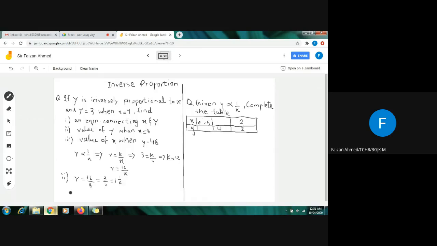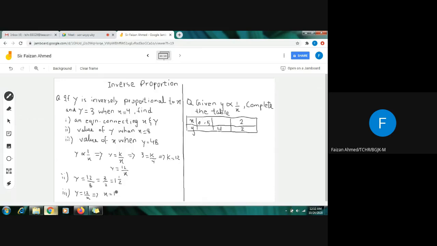The third part is also the same, using the same equation. My equation is y equals 12 upon x. This time I have to find the value of x. So I will shift my equation and make x the subject of the equation. I will shift x and y. x will be equal to 12 upon y.